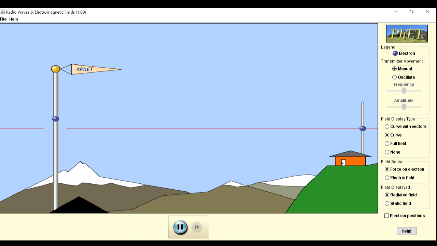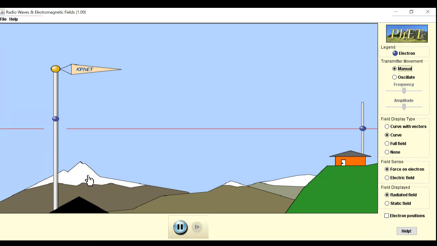You can see the radio transmitter mast on the left, and there is a receiver mast and aerial on the right. These blue dots represent electrons, which you know are parts of atoms that orbit the nucleus in shells. When we have metals, electrons are sometimes free to move.